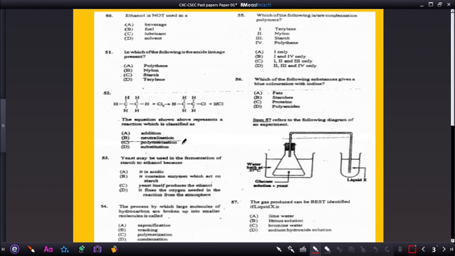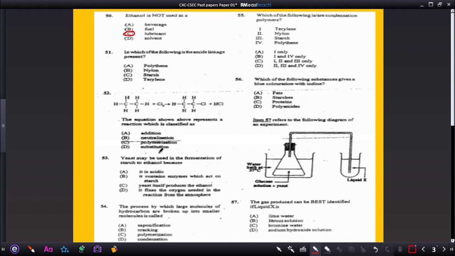Now, question 50. Ethanol is not used as, well, we know that it is used in beverages, it is used as fuel, it is used as solvent, it is not used as lubricants. Why? Because ethanol evaporates very quickly, so you wouldn't be able to stick around to lubricate anything.